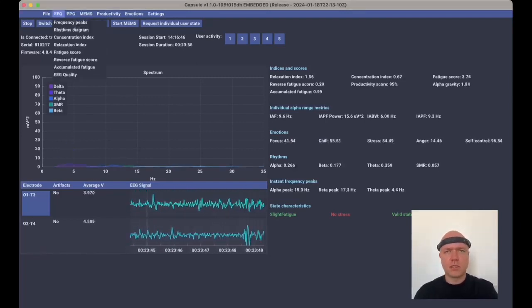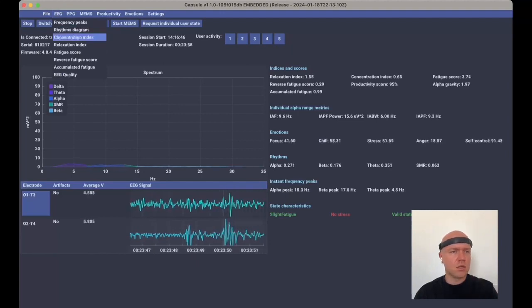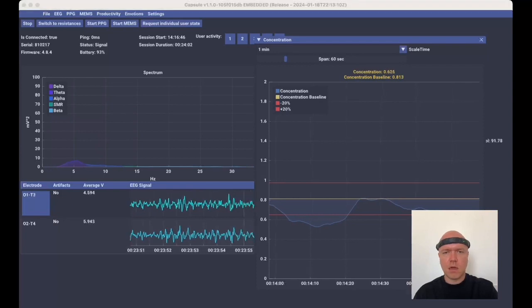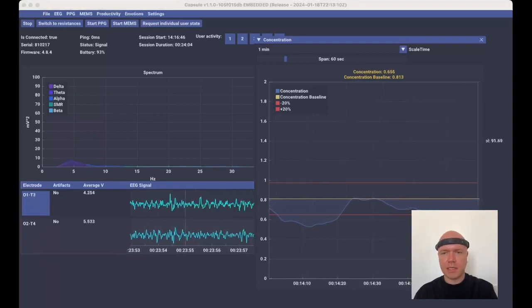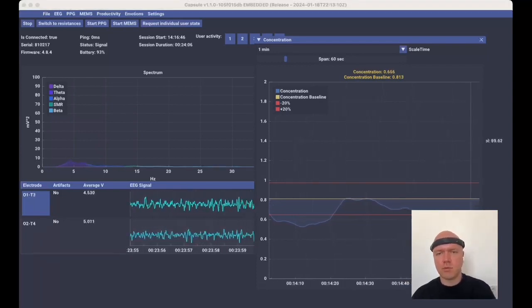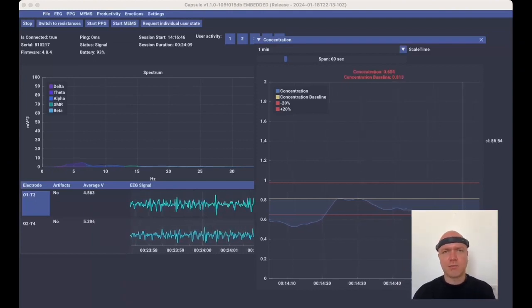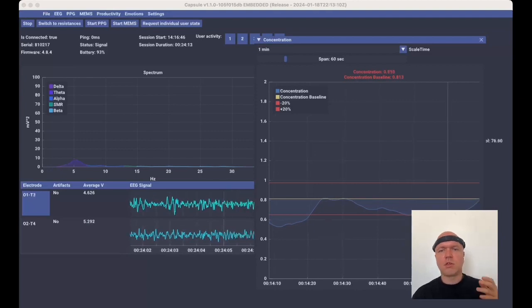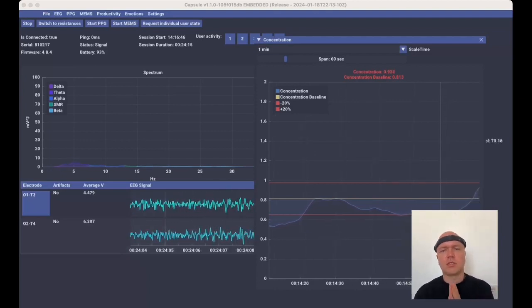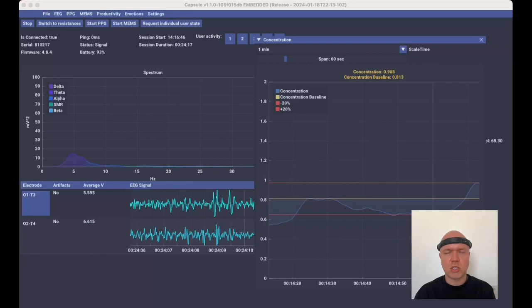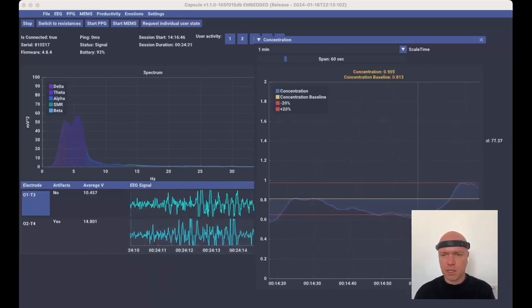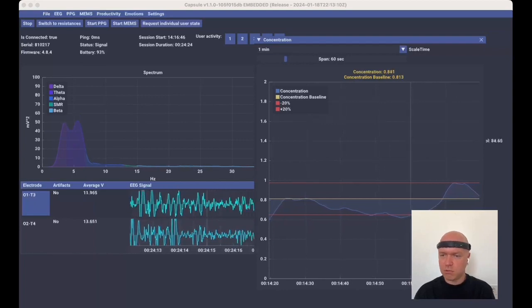The first index is the concentration index. Let's turn the graph on. Now we can see it here. The yellow line is the baseline determined during the calibration, and the red line is plus or minus 20% from the baseline. If you concentrate on something, focus your attention as much as possible, the concentration graph will rise. I will now try to focus on this graph and let's see if it will work for me or not.